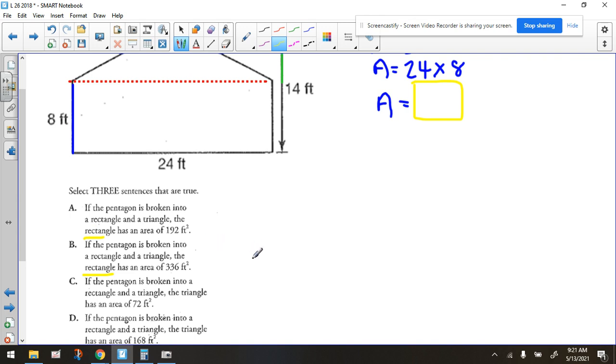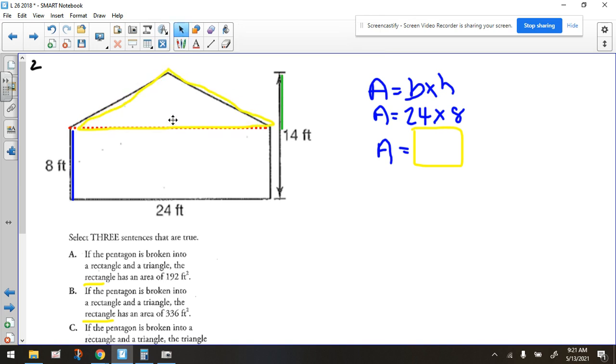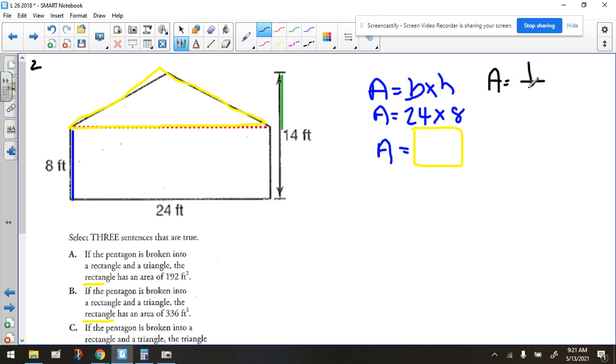All right, now if you look at the triangle, let's trace it in yellow. I kind of missed a little bit, but you get the idea. All right, so the base on that thing, this red line, let's move this down here to show you. If this is 24, that means the base of the triangle is also 24. Let's write down the formula for area of a triangle, which is half of the base times the height. And I just explained that the base on that would have to be 24.